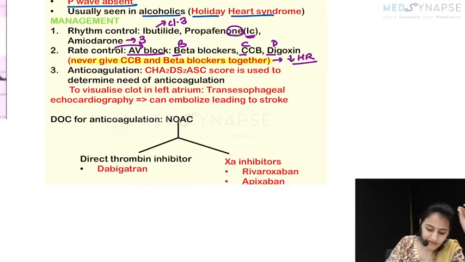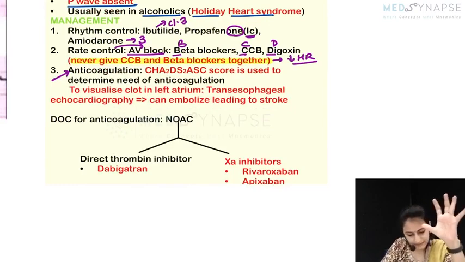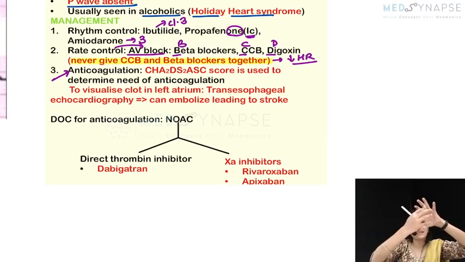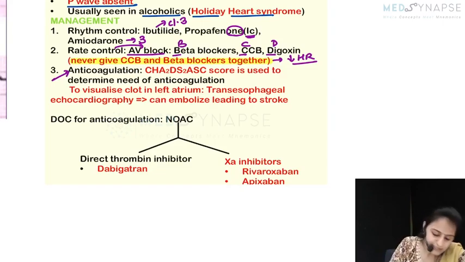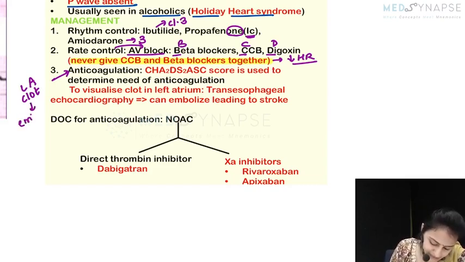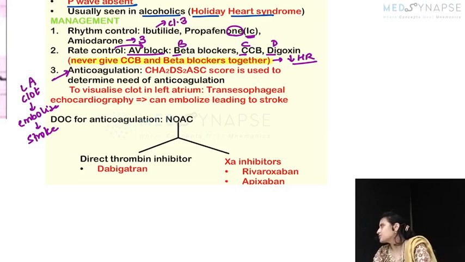Why do you want to give anticoagulation in a patient of atrial fibrillation? Right, because if the atrium is not contracting in atrial fibrillation, blood is stagnating and forming a clot, so there can be a left atrium clot formation, which can embolize and lead to stroke. So the atrial fibrillation clot forms and then embolizes, and stroke can occur.